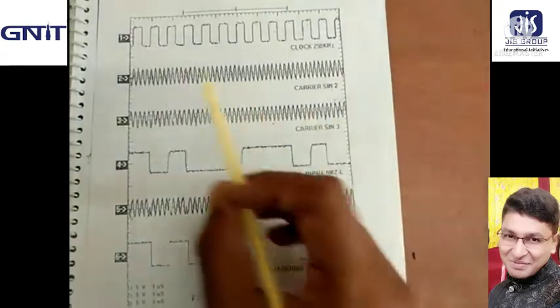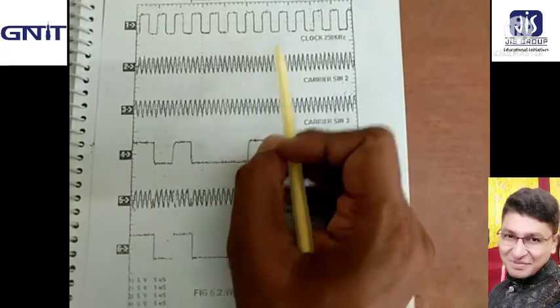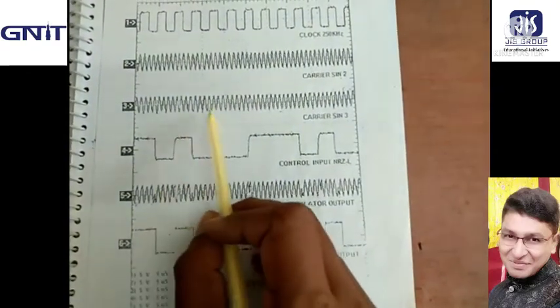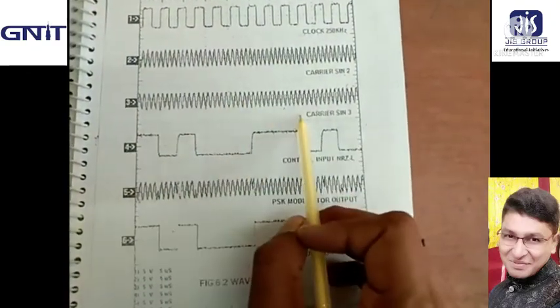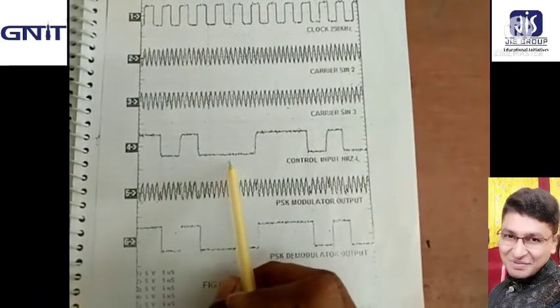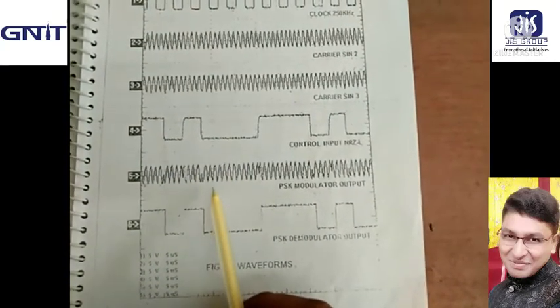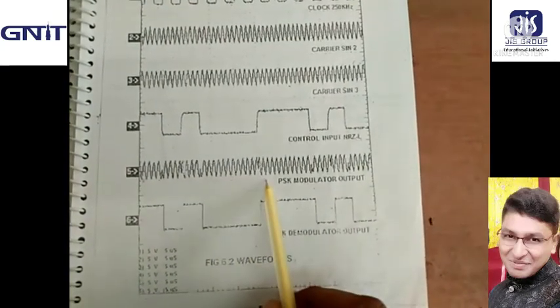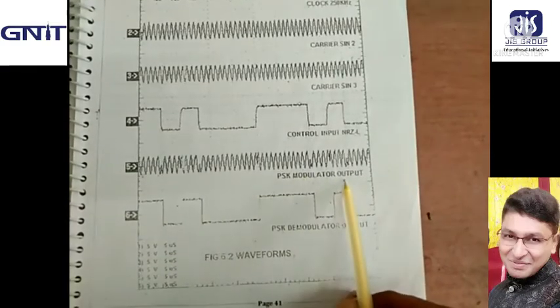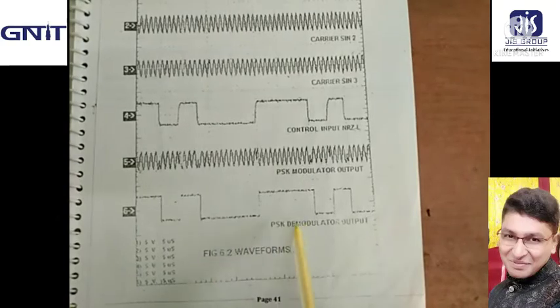This is our waveform. The first one is the clock signal, then the second and third ones are carrier signals, and the fourth is the message signal, and the fifth is the PSK modulation output, and the last one is the demodulated output.